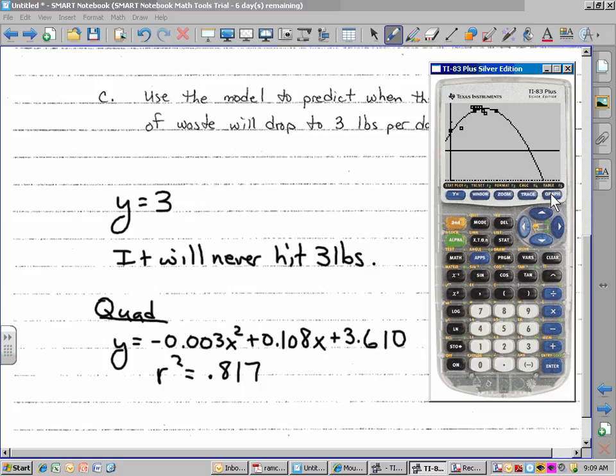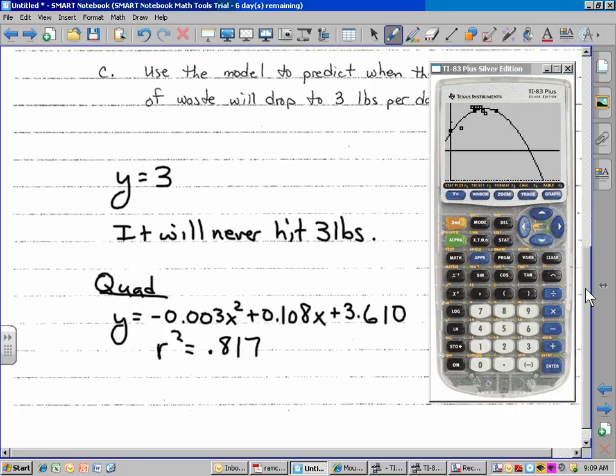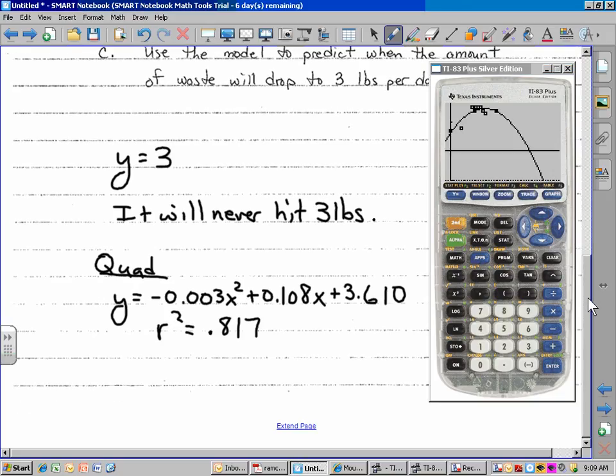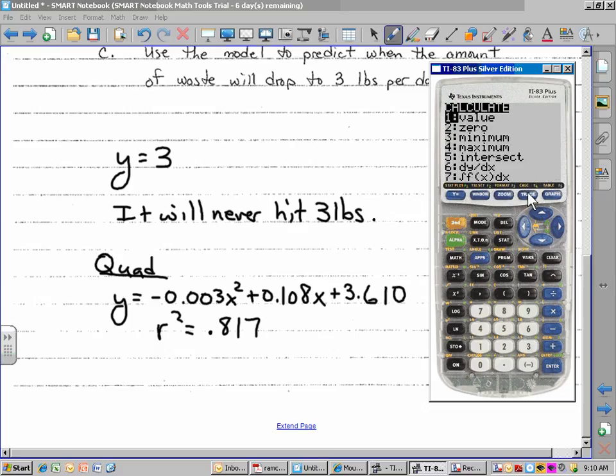So you can see our quadratic, our parabolic curve. You can see y equals 3. Okay. So we should be able to calculate this now. We need to calculate the intersection of this curve and this line. So we're going to calculate the intersection. Second trace, number 5. We'll put the x as close as we can get to that intersection, hit enter 3 times, and we'll have our solution.